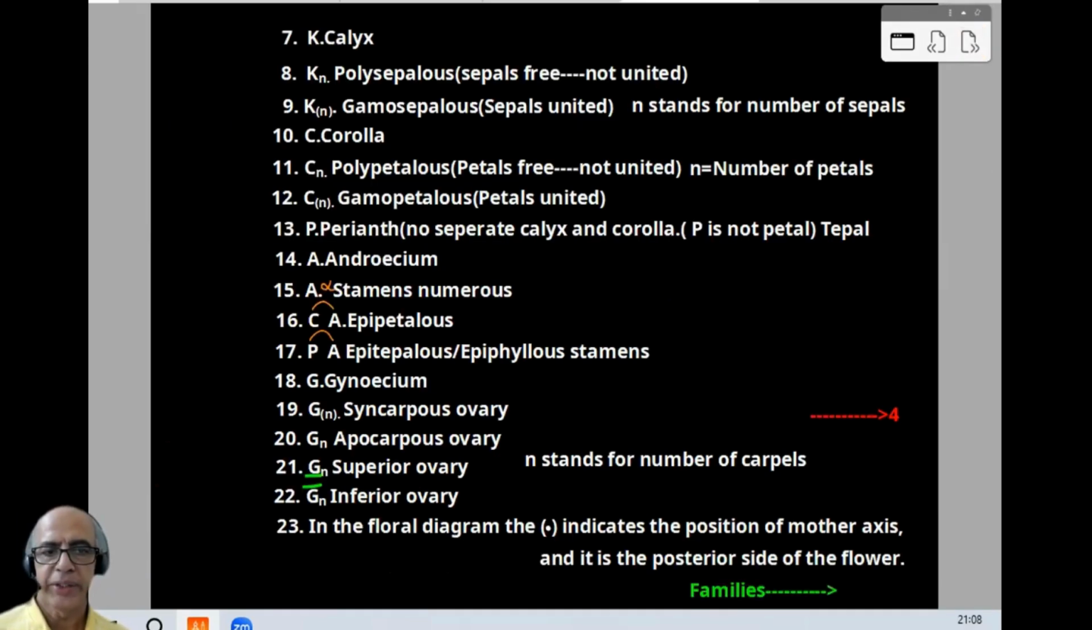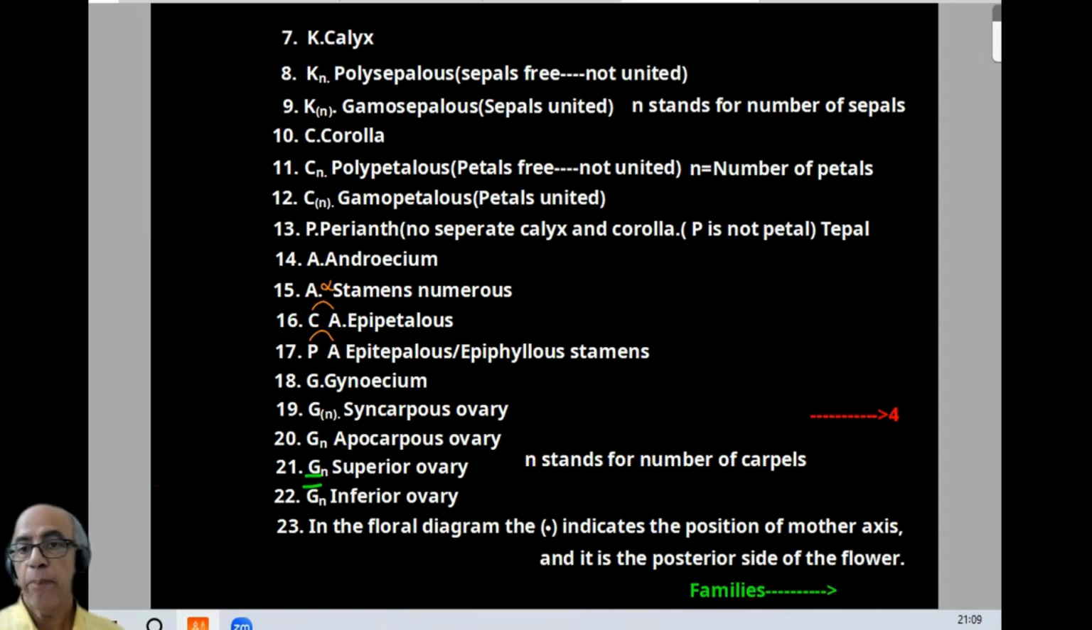Now we can proceed to the next. K for calyx. K(n), polysepalous, sepals free. N means the number of sepals. K(n) in brackets, gamosepalous, sepals united. Now C for corolla. C(n), polypetalous, petals free, not united. Again, the number of petals is N. C(n) in brackets, gamopetalous, petals united.